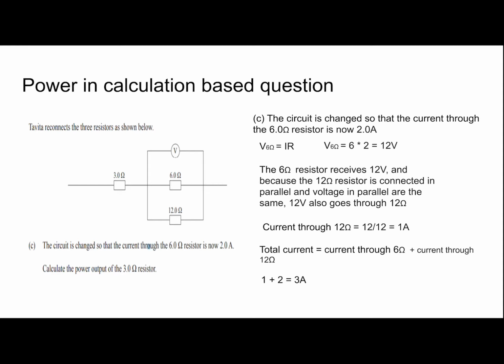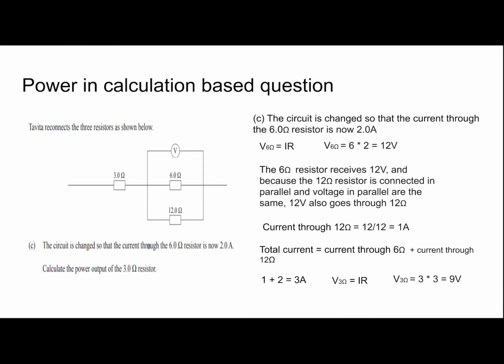That's what we know now. So 3 amps goes through the 3 ohm resistor. So the next thing we've got to do is find the voltage through that resistor. So we can say the voltage through the 3 ohm resistor equals IR. We know the current is 3 and we know the resistance is also 3. So voltage equals 3 times 3, which is 9 volts.